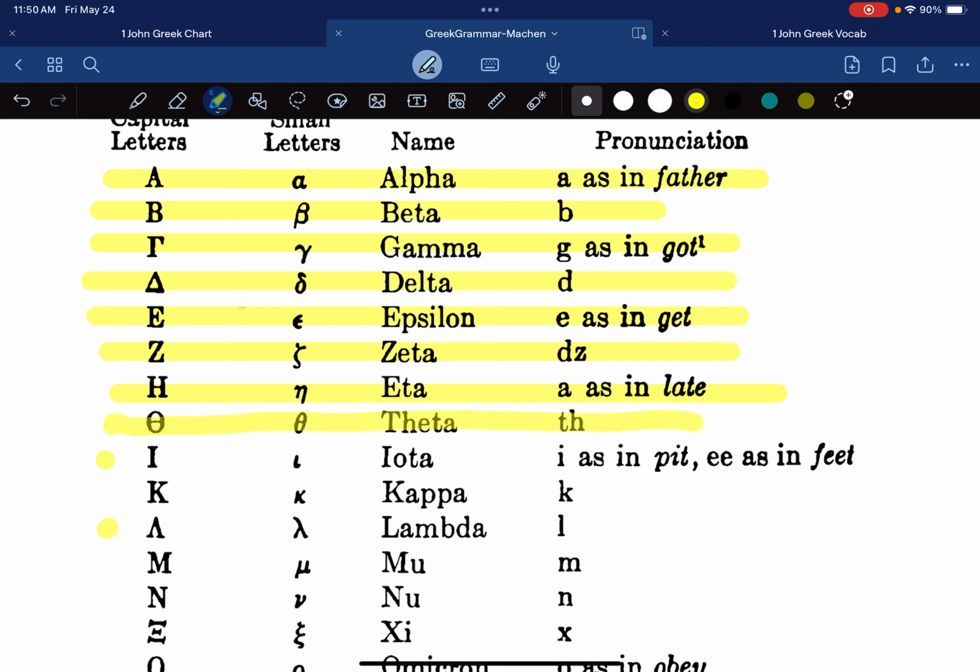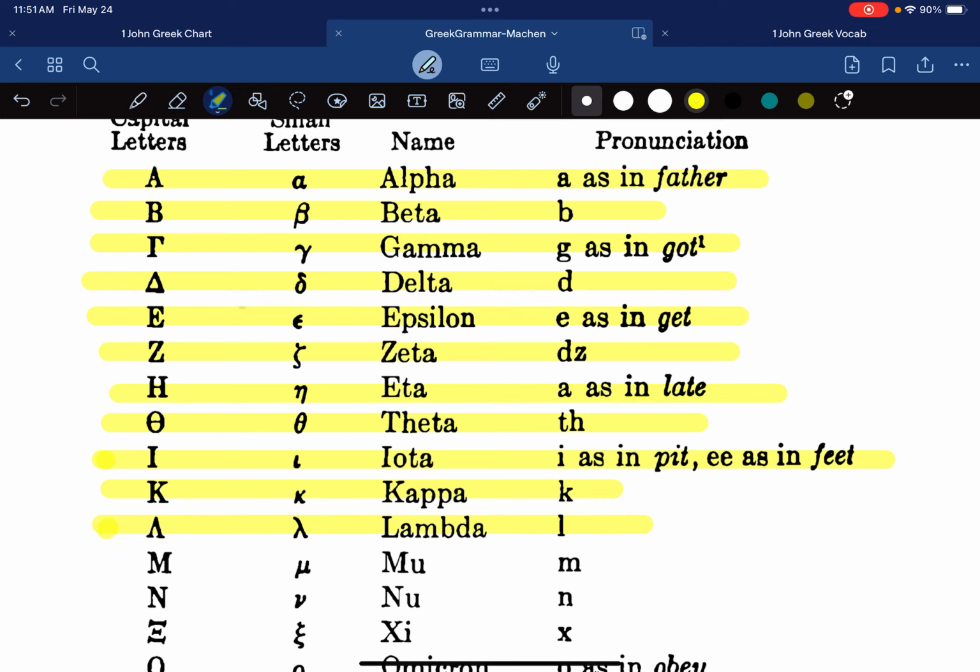Then we have theta. Theta is pronounced like our TH sound, as in thick or thin. Then we have iota. Iota is pronounced like either the I in pit or the E, as in feet. Then we have kappa. Kappa is pronounced like the letter K, as in kite or kick.